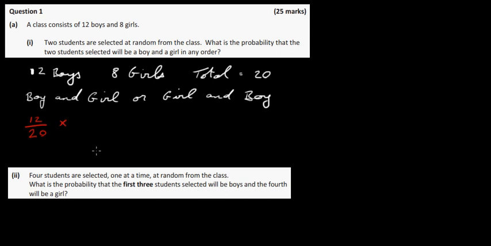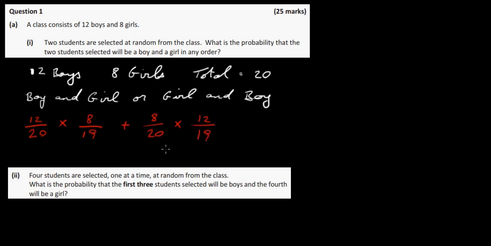And means we multiply, and now we've got to choose a girl. Well, there are 8 girls, but remember we've already chosen the boy here, so there are only 19 students left in total. Or means we add, and then we do the same thing again. We've got to choose a girl, so that would be 8 out of 20, and then we've got to choose the boy once we've chosen the girl. So the probability of choosing a boy once we've chosen the girl would just be 12 over 19.